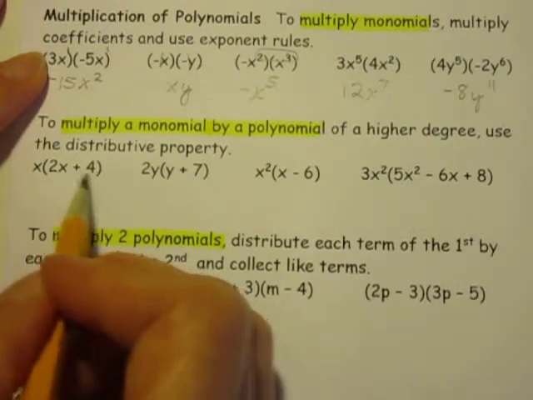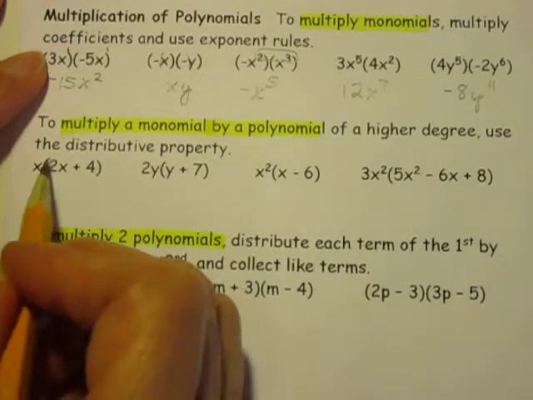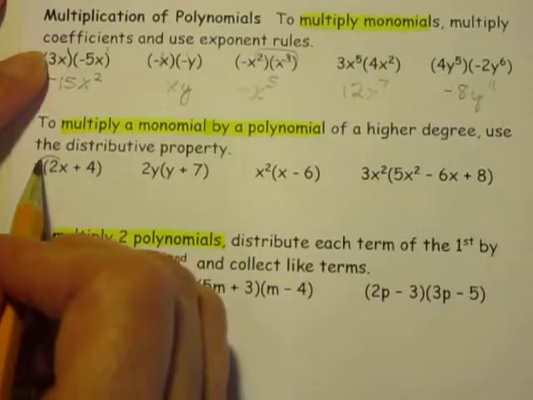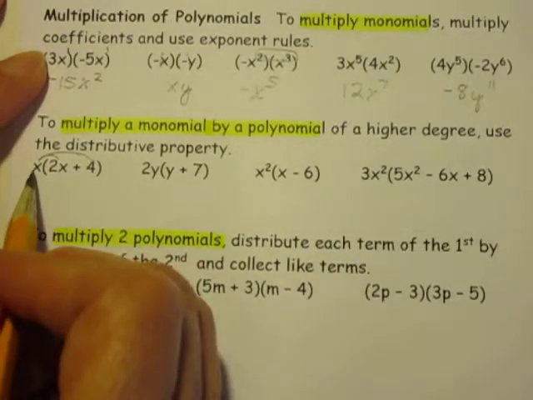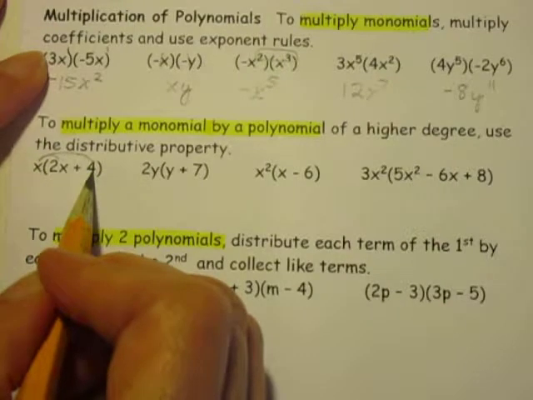I just can't collect those because they are not like terms. So now I have to back out of this and recognize that these parentheses are communicating multiplication. And I'm going to have to use the distributive property. In other words, take this monomial out here and multiply each term inside the parentheses by that monomial.